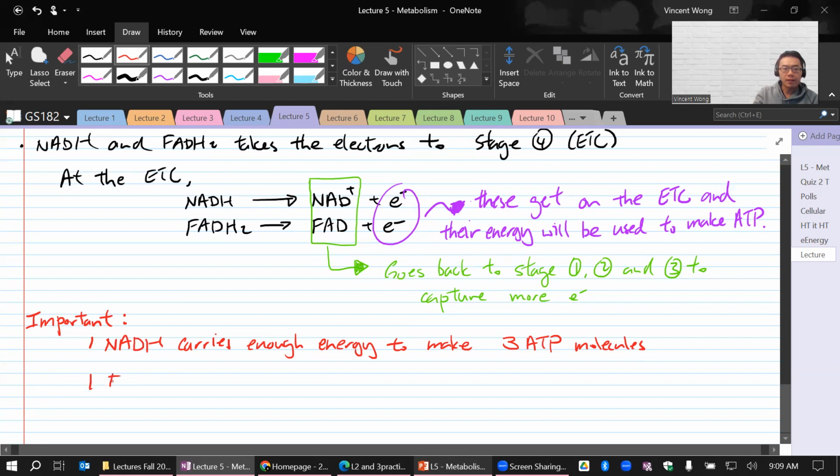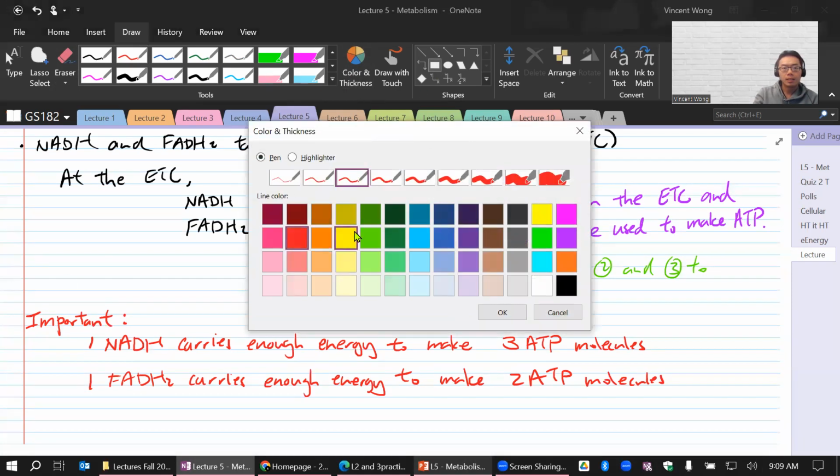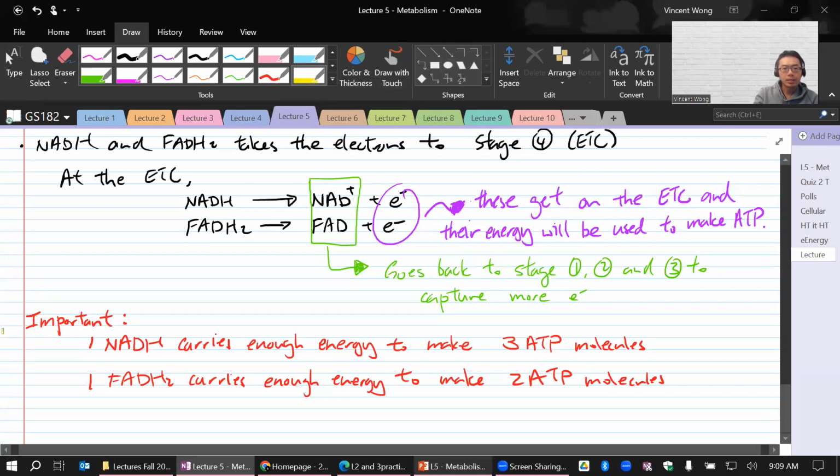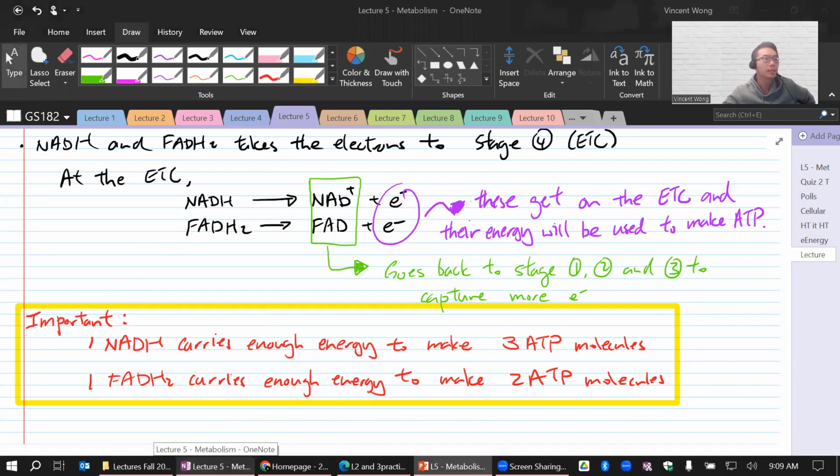Whereas 1 FADH2 carries enough energy to make 2 ATP molecules. Okay? Important to remember this. If you remember nothing else from what we talked about so far, remember this.